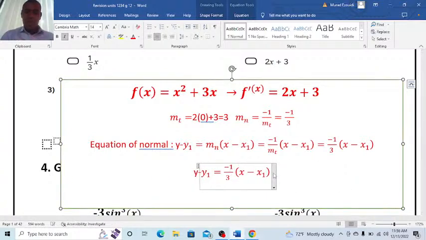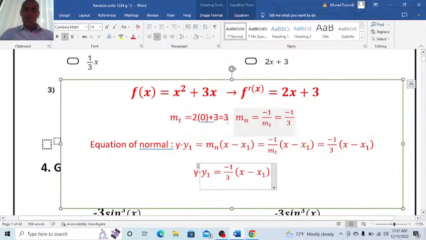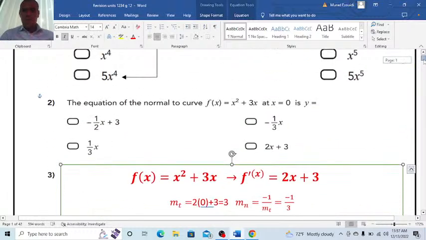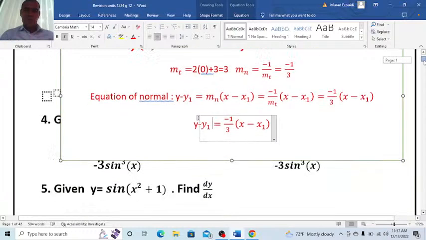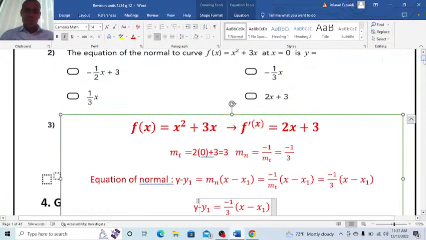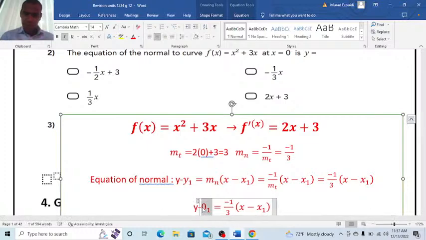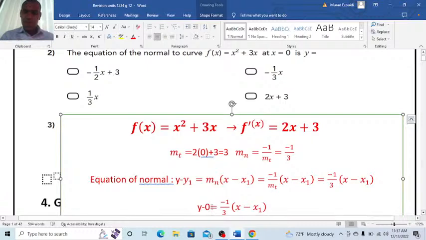Okay, now what is the value of y1? You should substitute x by 0. Why? Because here in the question you can see that at x equals 0. Therefore you need to find the value of y1. So it's clear that 0 squared is 0 plus 3 times 0 is 0. Therefore this one now is 0. Then 0 minus 0, then minus a third multiplied by x minus x1 in fact is also 0.